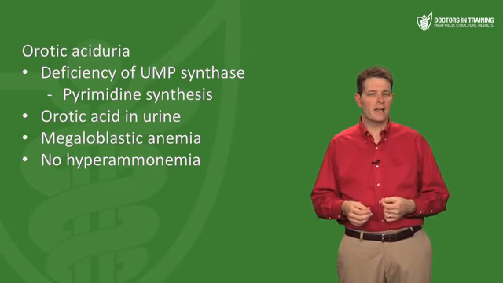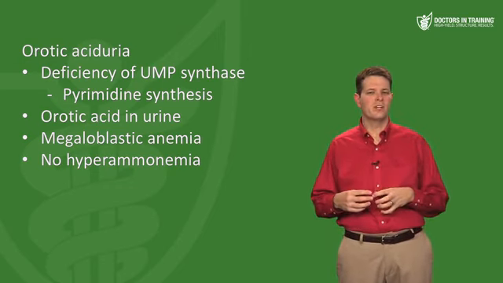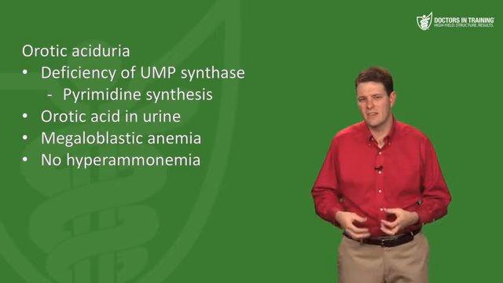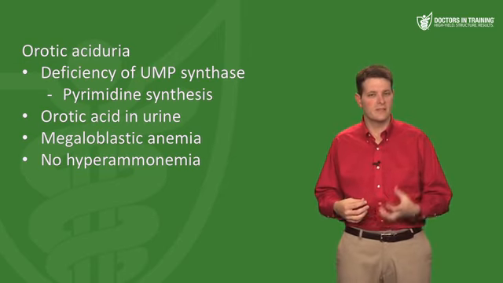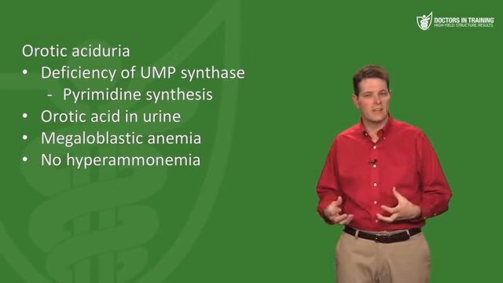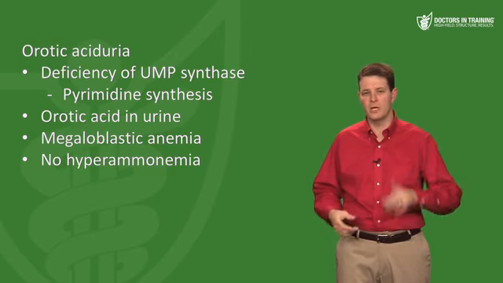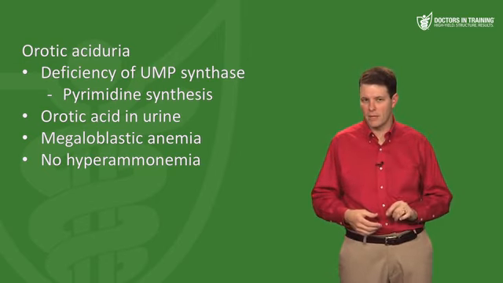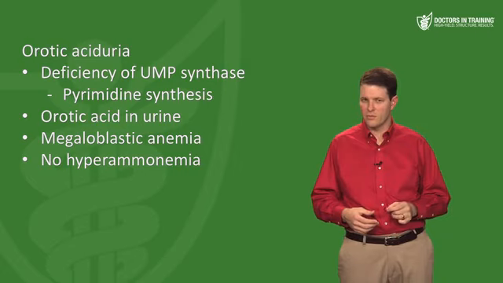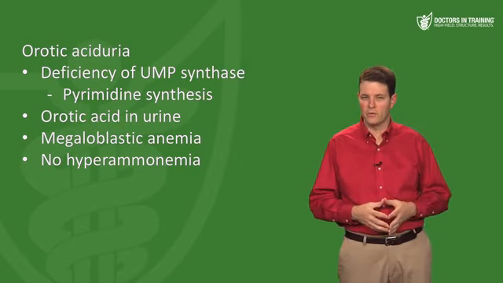We talked about orotic aciduria as a disease related to the deficiency of the enzyme UMP synthase, which is involved in pyrimidine synthesis, where you get orotic acid in the urine and megaloblastic anemia, but you do not see hyperammonemia. Hope that sounds familiar. If not, you should probably go back and review that.